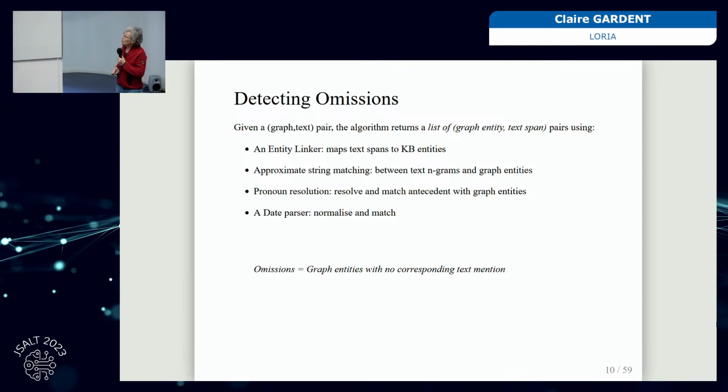We use pronoun resolution to resolve pronouns. In the text, there are pronouns, but of course they're not entities. So we first resolve them, and then we do approximate string matching on the antecedent and the graph entities. And we use a date parser to normalize dates both in the input graph and the output text. So combining these different methods, we get a list of entity-mention pairs, and then using that, we can detect what are the entities that have no corresponding mention.